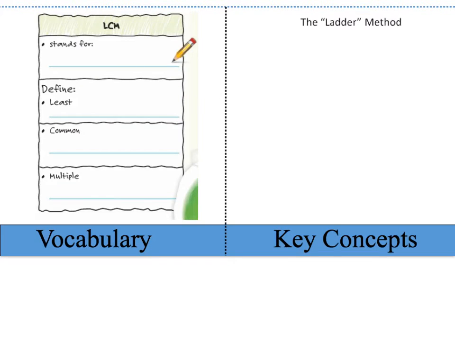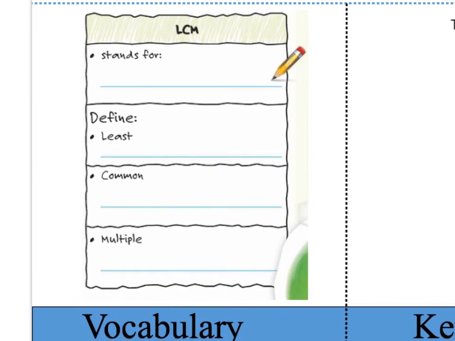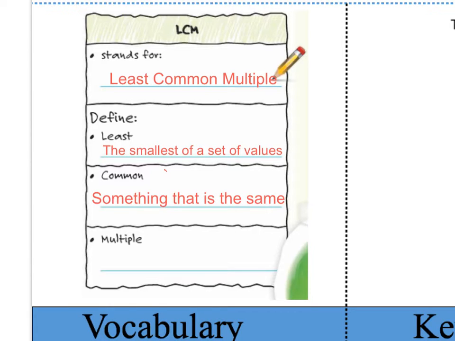So let's go ahead and zoom in on our vocabulary on the left hand side. LCM stands for least common multiple. Least means the smallest of a set of values. So you can basically think of the smallest number. Common means something that is the same. And multiple means the product of a number and any whole number.